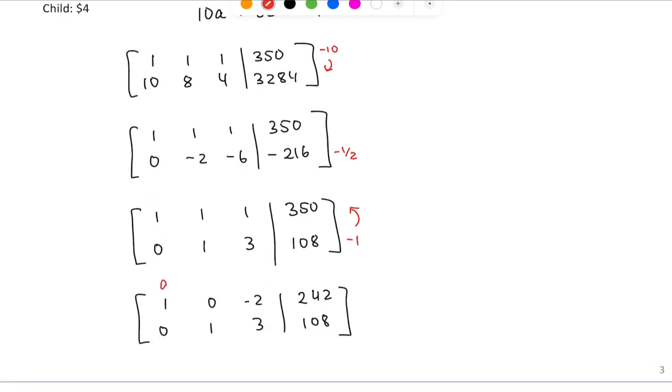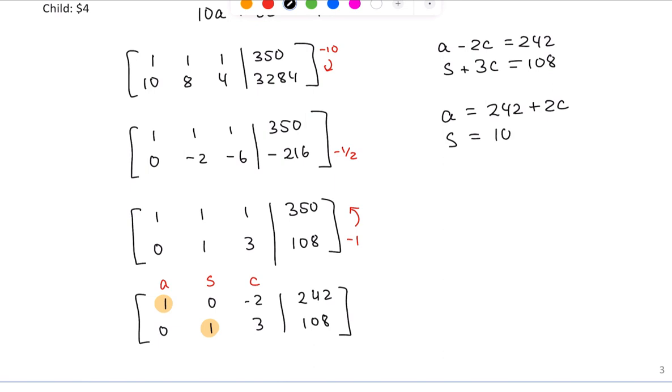Okay, the columns were the coefficients of adult tickets, senior tickets, and children's tickets, and the leading entries are in the A and S columns. So the number of children's tickets is a free variable, and converting the rows into equations, we get that A minus 2C has to equal 242, and S plus 3C has to equal 108. Solving these for A and S, A has to be 242 plus 2C, and S has to equal 108 minus 3C, and C is free.